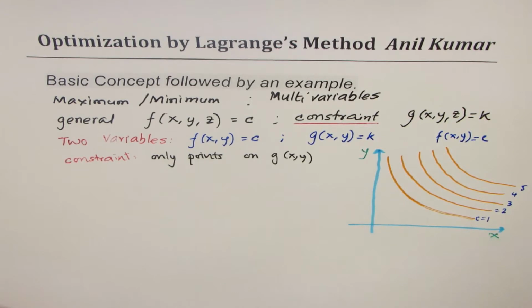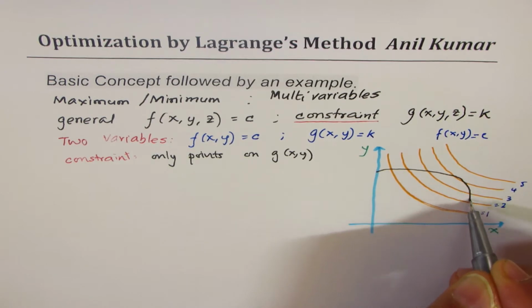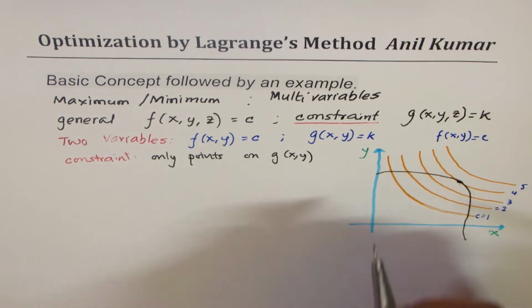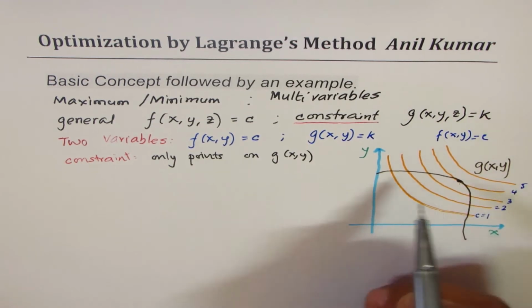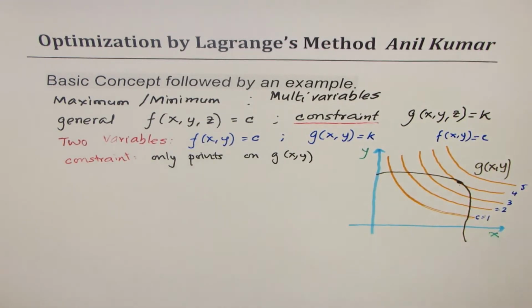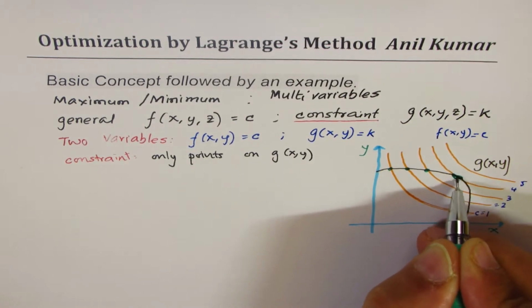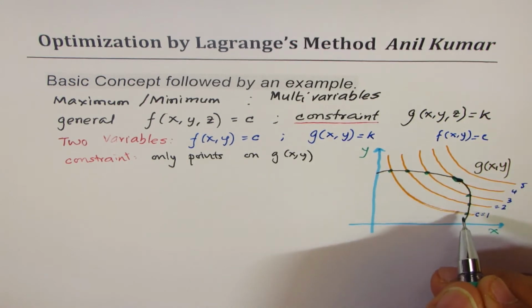So let me sketch the function g of xy also, and then we'll talk further about it, okay? So let's say the function g of xy is kind of like this. Okay, let's say this is tangent, right? This is common point. So this is my function, which I'm saying is g of xy. So when we say only points on g of xy, that means we are really interested in these points. Do you see? Common to both. I mean, this is one big point, very important for me. So these are the points which we are considering, right?